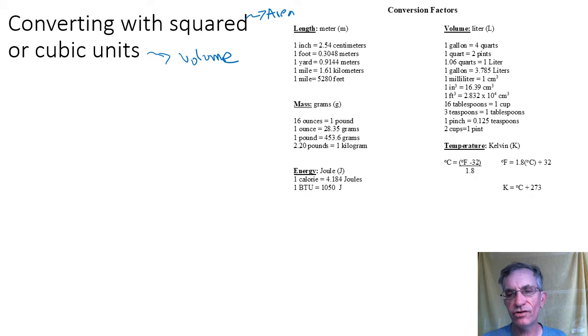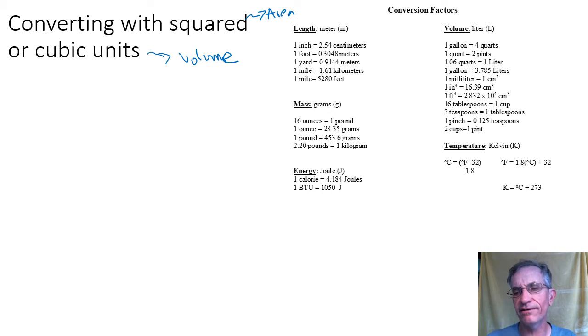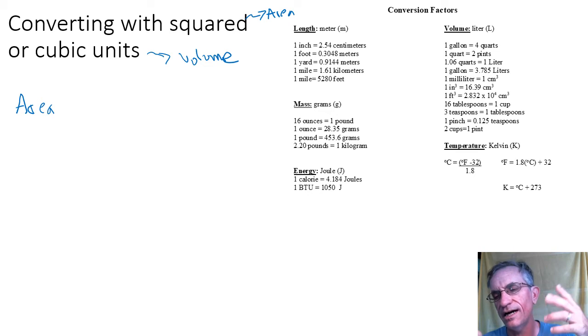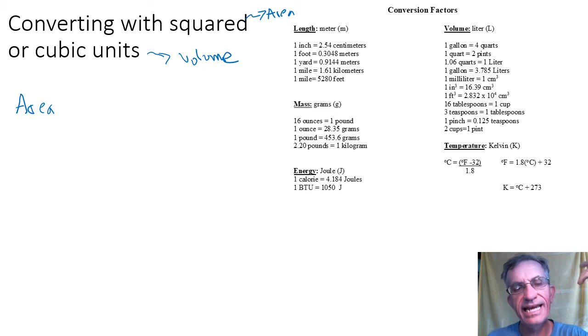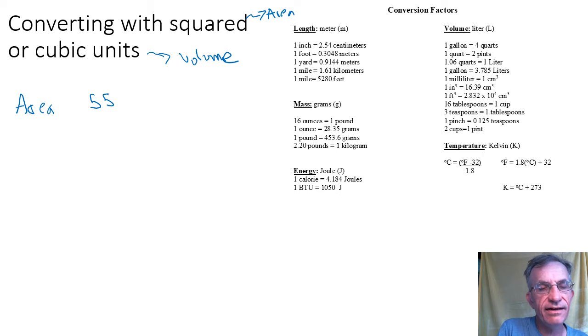All right, so I want to show you a couple examples. For the first one, let's do one with squared units, a problem with area. Let's say I tell you the area of some countertop in my kitchen or some table, and I tell you the area is 55 square inches. And I want to know, what is that area, not in square inches, but in square centimeters.